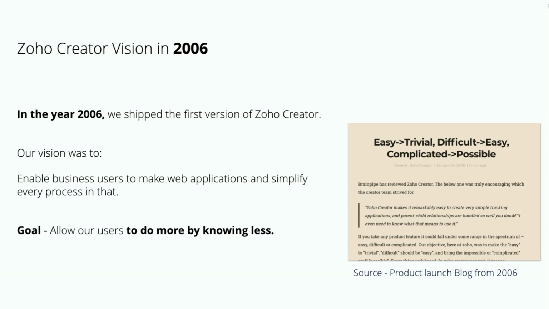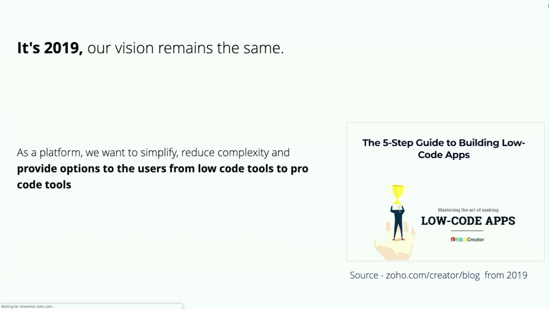In 2006, this is a blog post which I posted. You could see that we want to make what seems to be easy, trivial, what seems to be difficult, easy, and what seems to be impossible should be possible. That's the vision of 2006, and we stay true to these words even in 2019, where we want to simplify things, reduce the complexity, make it easy for people to develop applications.